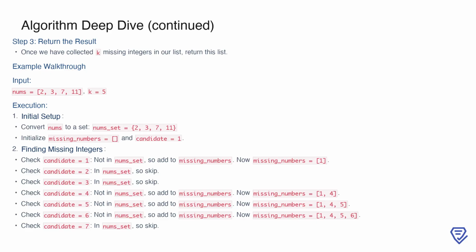For example, given the input nums equals 2, 3, 7, 11, and k equals 5, we first convert nums to a set for fast lookups. Starting with candidate equals 1, we find it isn't in the set, so we add it to our missing numbers list. We then check candidate equals 2 and candidate equals 3, which both exist in the set, so we skip them. For candidate equals 4, it's missing, so we add it to our list. This process continues until we collect 5 missing numbers.